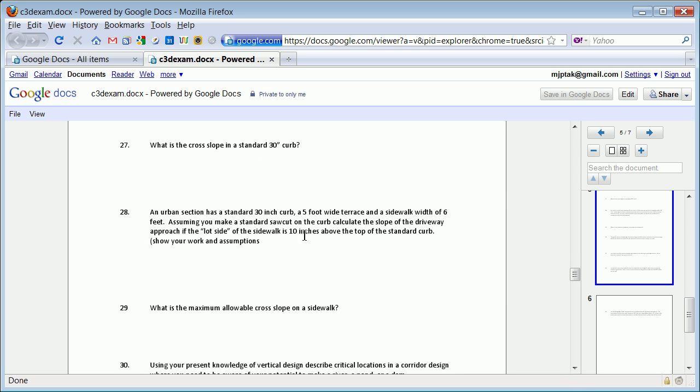This calculation here, you have to think about up and down, where I said the lot side of the sidewalk is 10 inches above the top of the standard curb, you then have essentially 4.5 inches for the rise in the curb because of how you cut a saw cut on a curb. So you have 4.5 inches plus 10 is 14.5 inches, but you would have dropped across the sidewalk as well. So you have to think about change in Y and change in X.